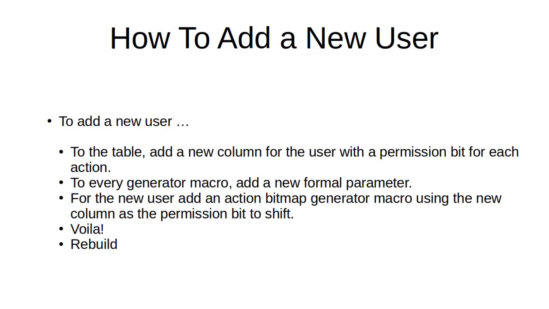Adding a new user requires a new column to be added to the table, with the permissions defined for every action. All the existing generator macros need an additional formal argument which they can ignore. And we then need to add a new action bitmap generator for the new user, shifting the new column's permission value by the action's index value, which is the same for all of the users actually.